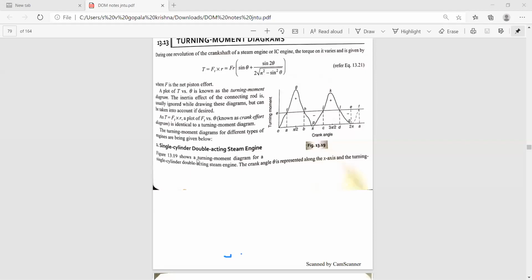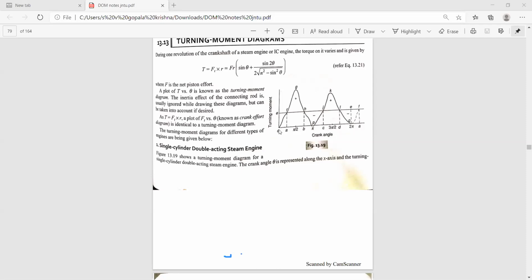For getting one complete revolution, it occupies an angular displacement of crank angle, that is 2 pi, that means 360 degrees. When we complete 360 degrees of crank angle, we have one revolution. So we may draw our turning moment diagram of only one revolution, that is 0, pi by 2, pi, 3 pi by 2, and 2 pi.